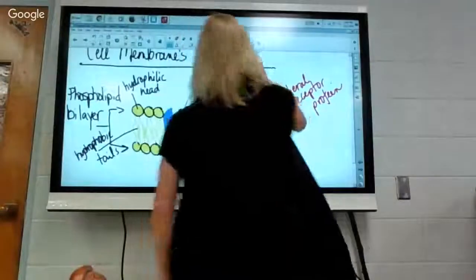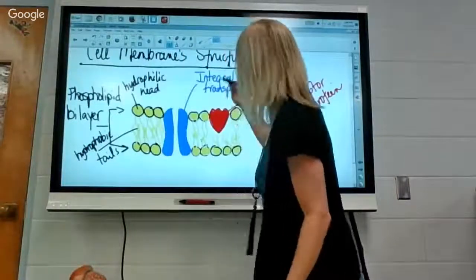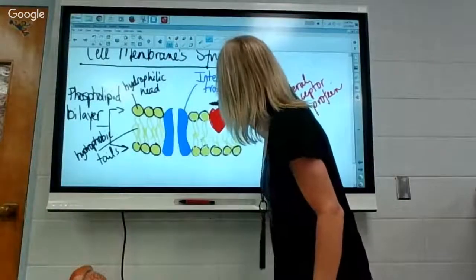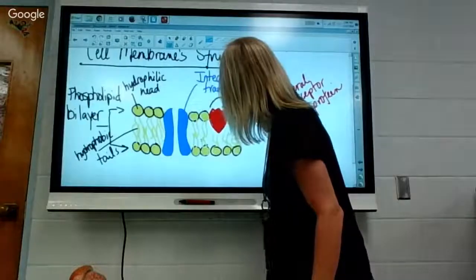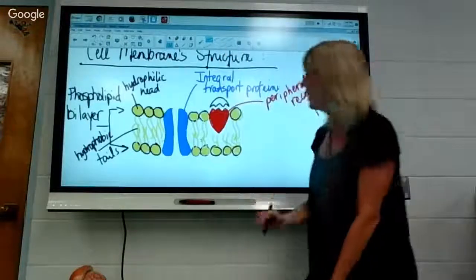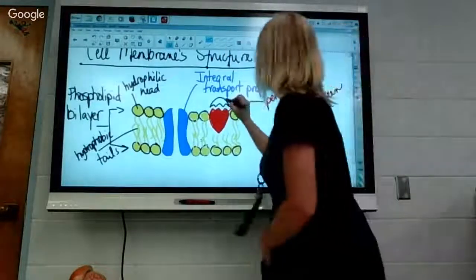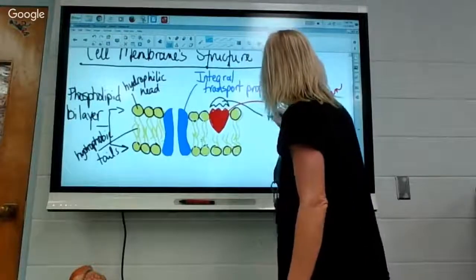So let's draw a little hormone. And you can just do it with your pencil or something, but let's draw something that fits that, and I'm going to call it insulin, okay? So here's my hormone.